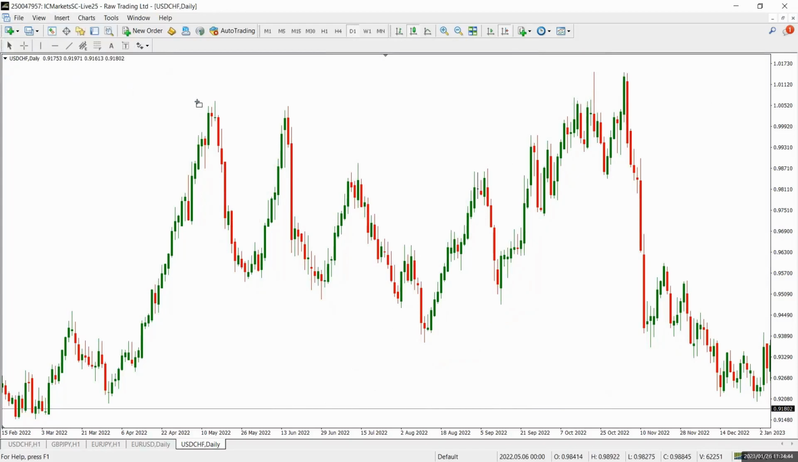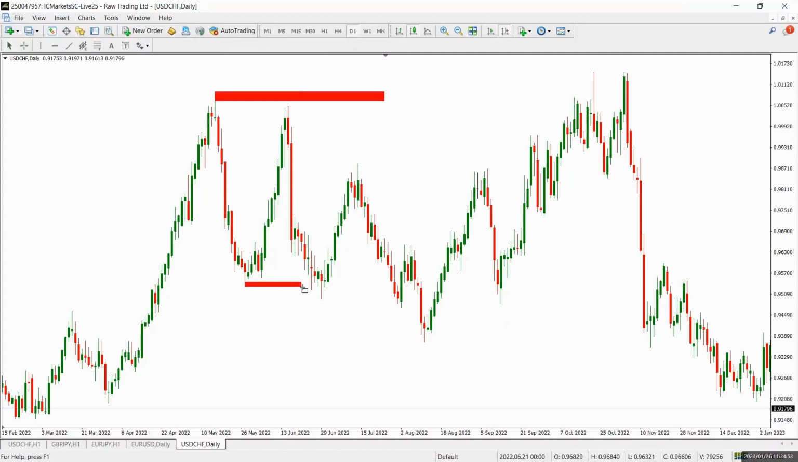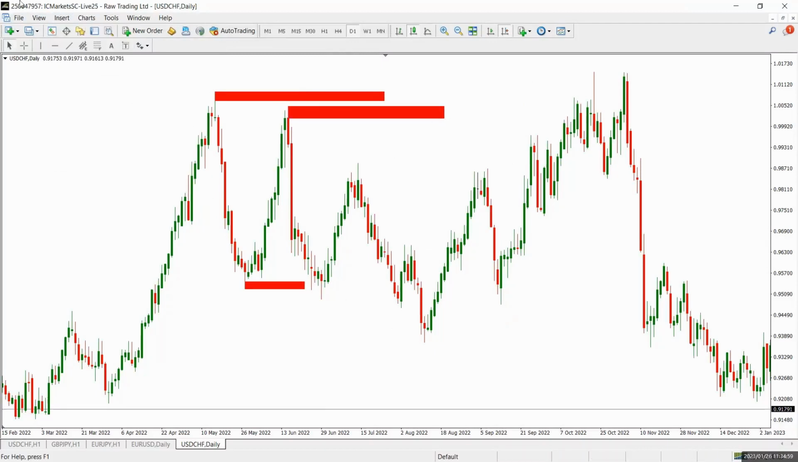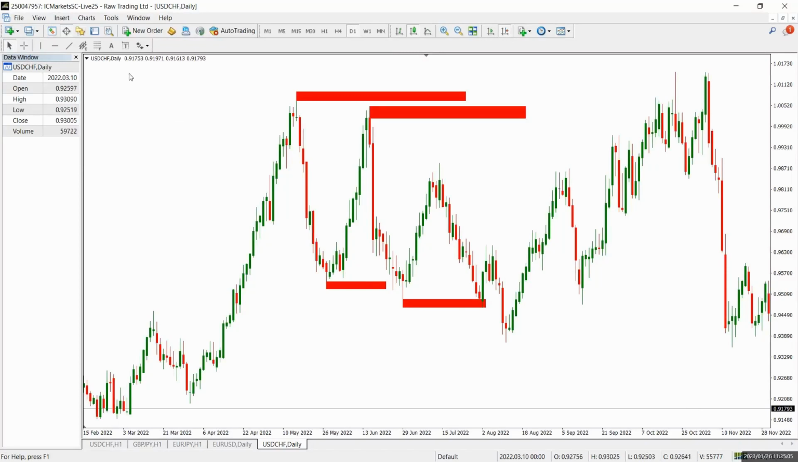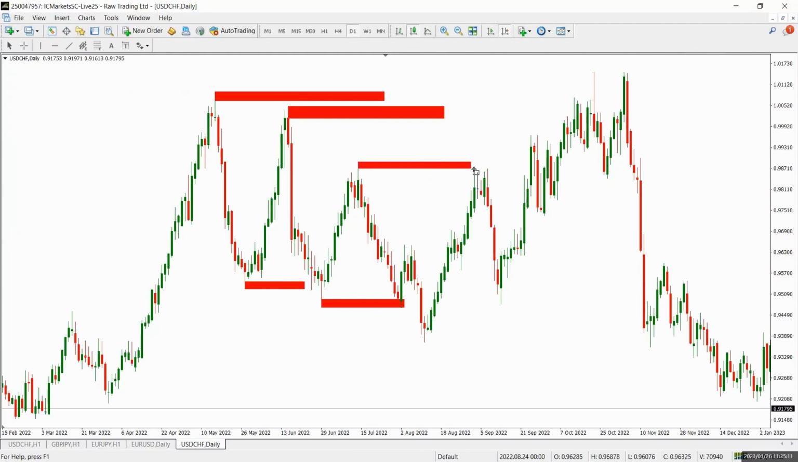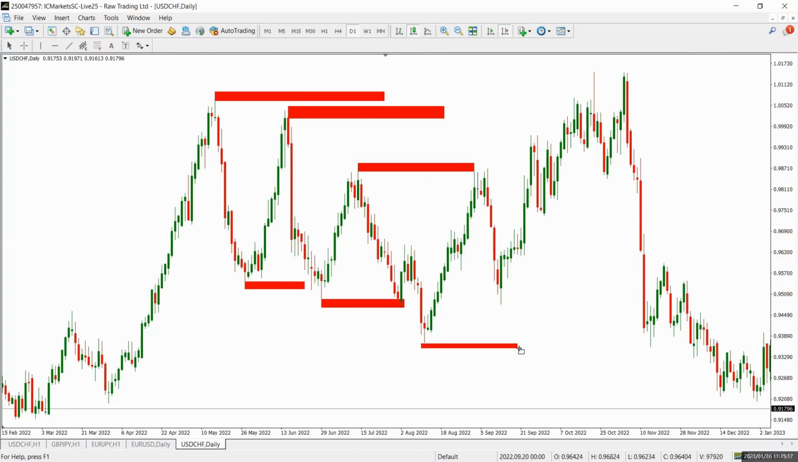So we have this lower high, then we have the high, we have a low right here, then we have a lower high right here, then we have a lower low right here. Can you guys see it? Then we have a lower high right here, then we have a lower low right here, which gives us an idea that this market is actually a bearish market.